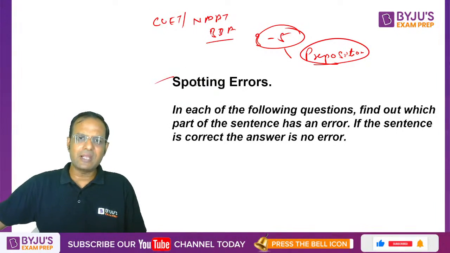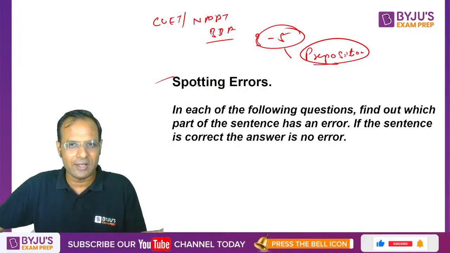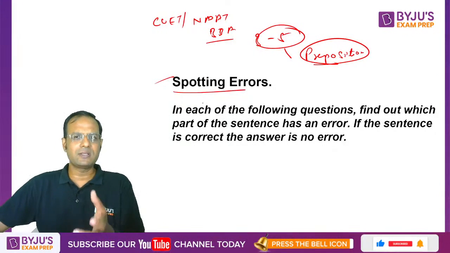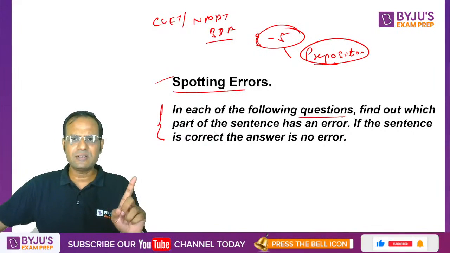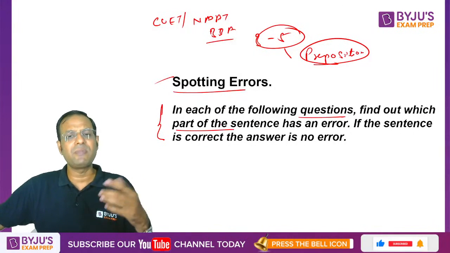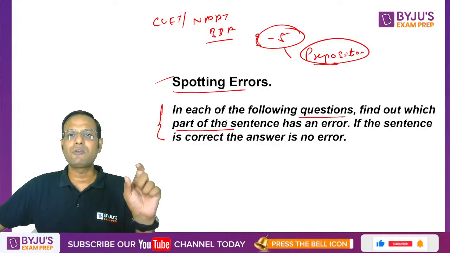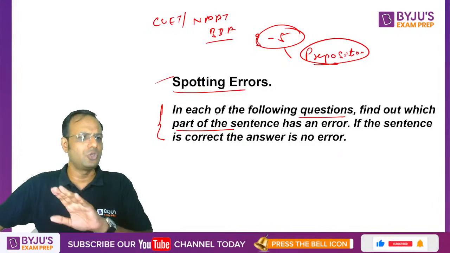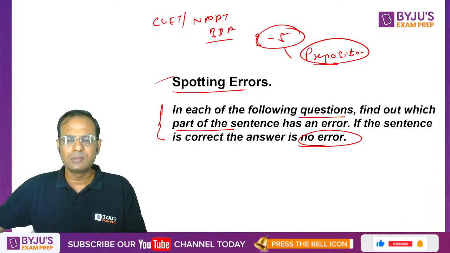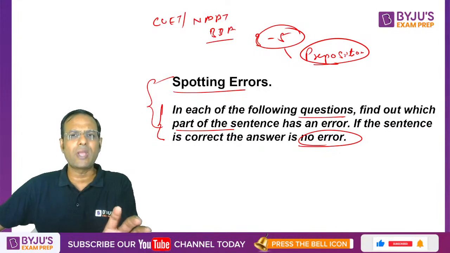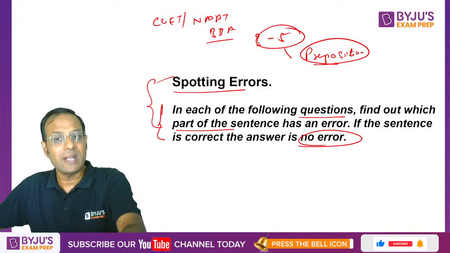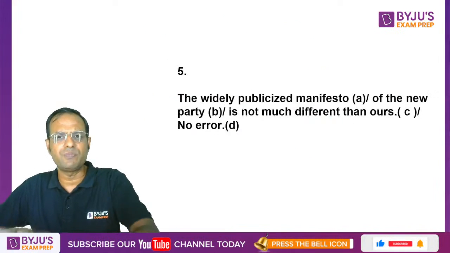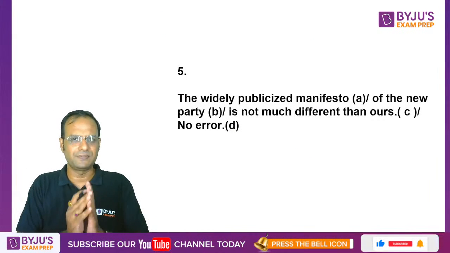Okay, so in this category, we are going to do some serious question practice. If you look at this category, you will have a sentence, and a part of the sentence may have an error. You have to find the part which has an error, and if you think there is no error, the answer should be no error. This is what we are going to be practicing. We are going to look at some past year questions from different exams, so let us see how questions based on prepositions are actually asked.